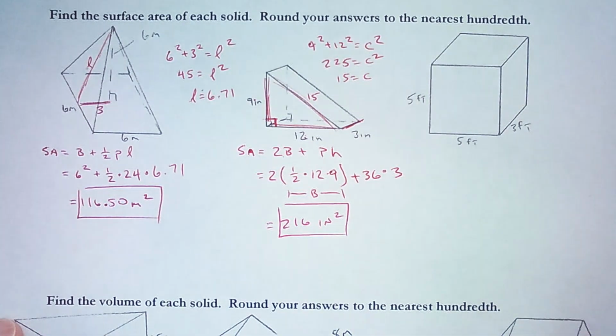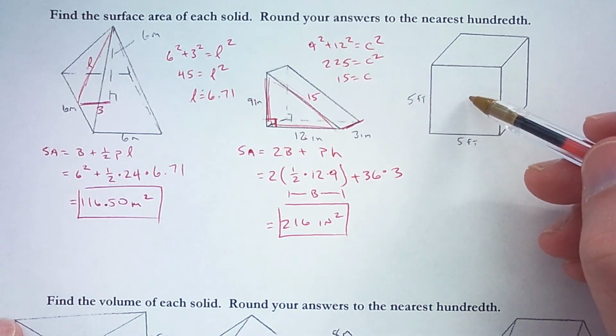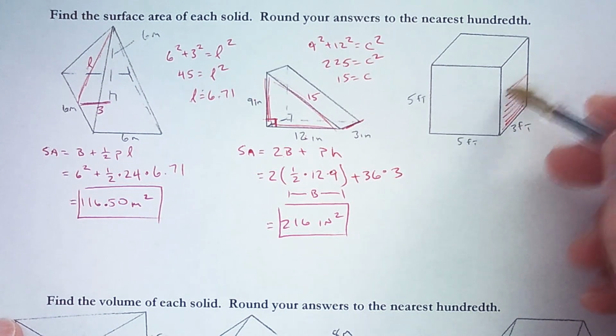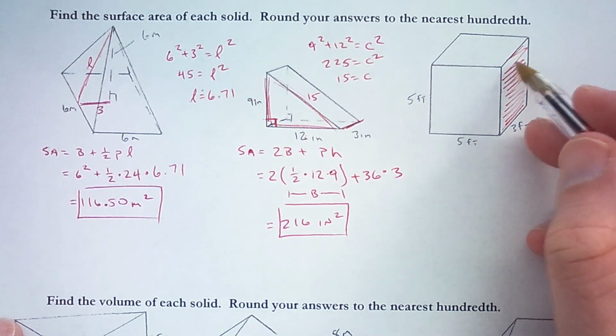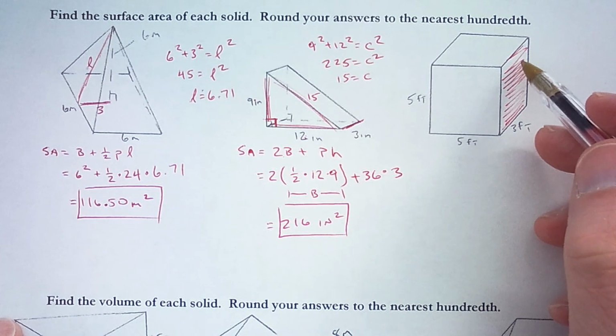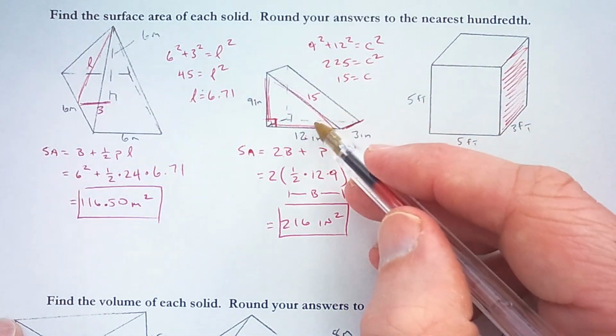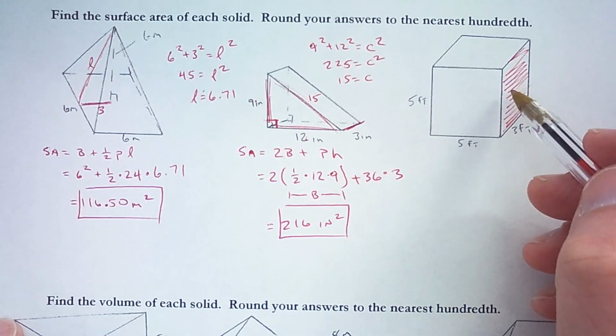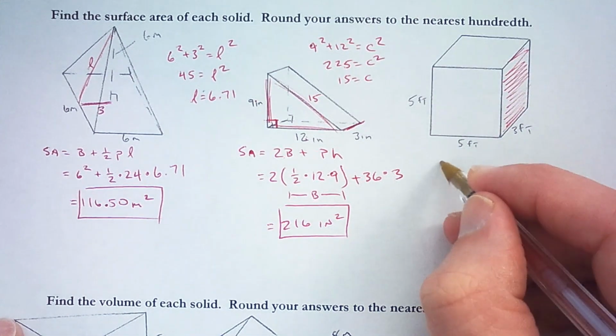Next, we have a rectangular prism. For a rectangular prism, we can choose whatever we want for the base. So we can choose front, back, left, right, or top and bottom. I'll choose this right here. So I'll use this as my base. Remember, if there's something that is not a rectangle, like here, that has to be the base. If everything is a rectangle, we can choose any rectangle we want.